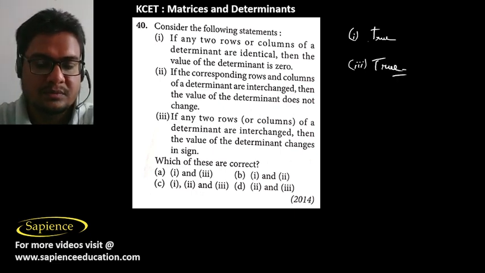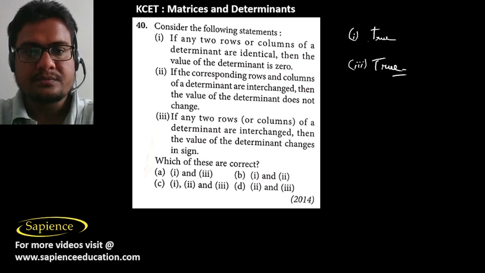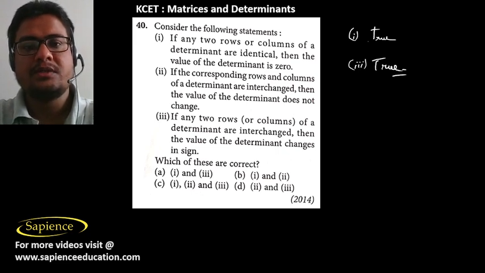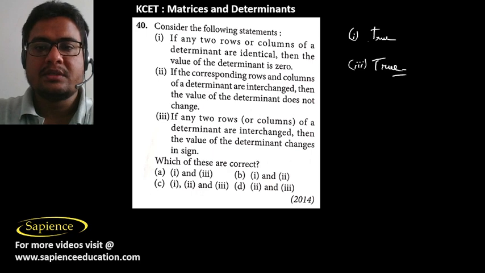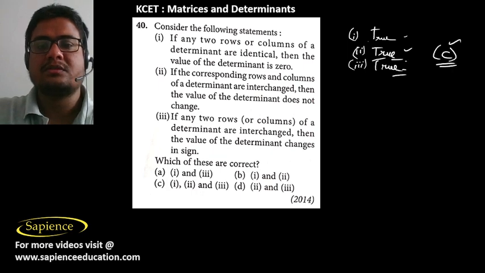So the second one: if the corresponding rows and columns of a determinant are interchanged, it means that if we take the transpose of the matrix, then the value of the determinant will not change. So the second one is also true. So all the given statements are true. So option C is the correct answer.